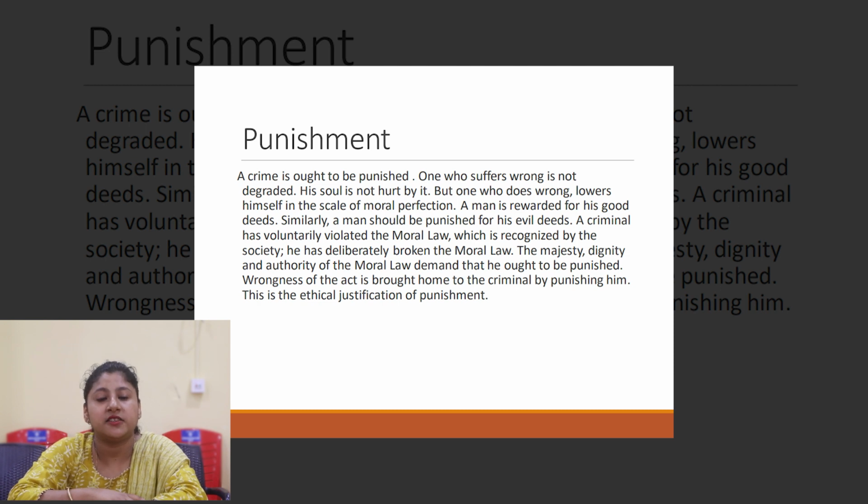A criminal has voluntarily violated the moral law, which is recognized by the society. He has deliberately broken the moral law. The majesty, dignity, and authority of the moral law demand that he ought to be punished. The wrongness of the act is brought home to the criminal by punishing him. This is the ethical justification of punishment.